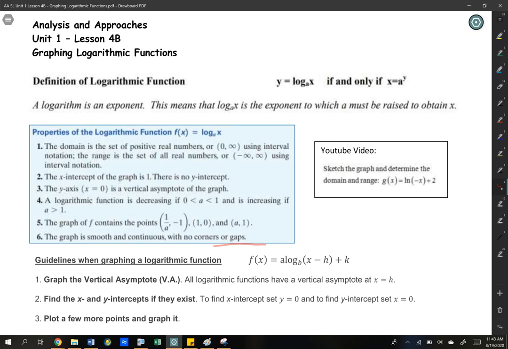All right, so we have a vertical asymptote when we're talking about logarithmic graphs, but we're never going to have a horizontal asymptote because the range is the set of all real numbers. So no horizontal asymptotes to deal with when graphing logs.